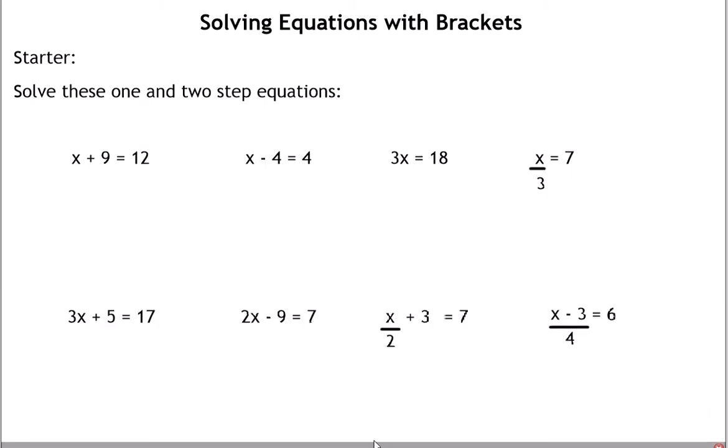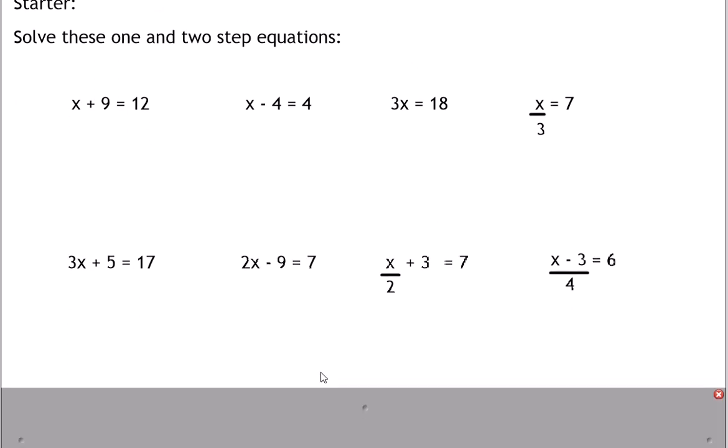I'd like you to pause the video and have a go at solving these equations. It's really important that you look back in your book at how we write down our workings, because if it's not written down properly, it's going to go badly wrong when they get harder. Okay, work through. When you're done, press play and I'll talk you through the answers.